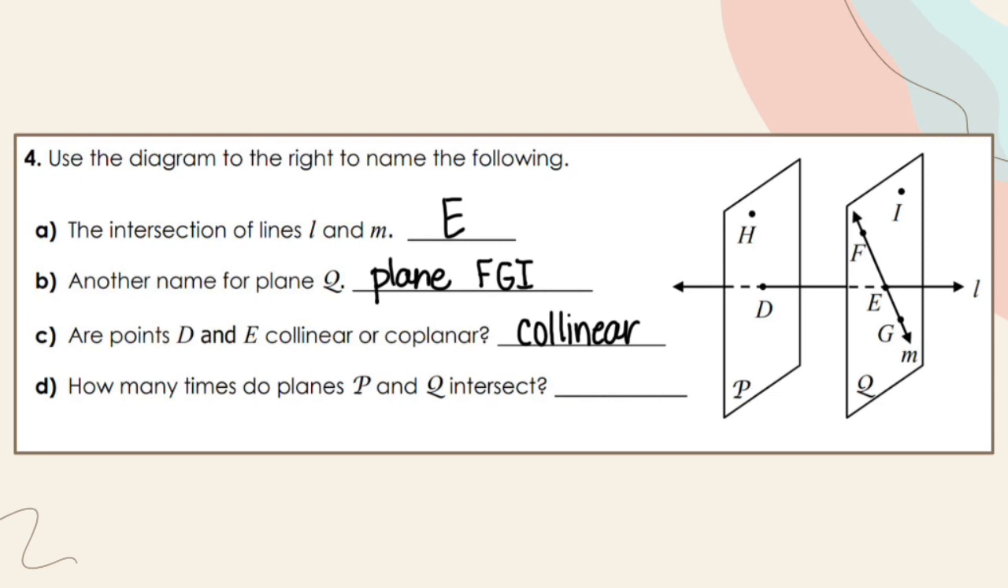How many times do planes P and Q intersect? So here is plane P, here is plane Q, and it's kind of a tricky question because these two planes, it doesn't look like they ever touch. It looks like they are parallel to each other, and so they are not ever going to intersect. They intersect 0 times because they are planes and they are not touching.